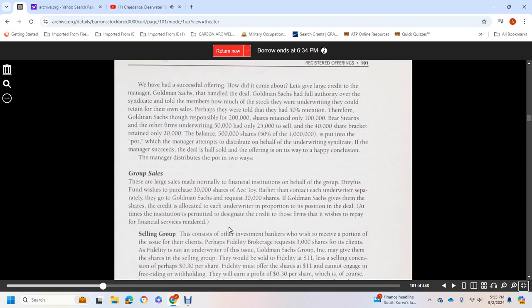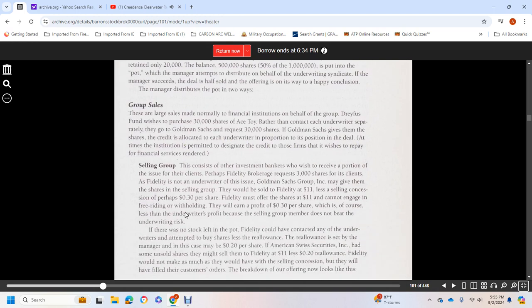Group sales are large sales, normally made by a financial institution on behalf of the group. If this fund wishes to purchase 30,000 shares of Ace Toy, rather than contact each underwriter separately, it will ask Goldman Sachs for 30,000 shares, and Goldman Sachs will give each underwriter a share of the credit in proportion to its position in the deal. At the time, the institution is permitted to designate who is credited, with the firms wishing to be repaid for financial services rendered.